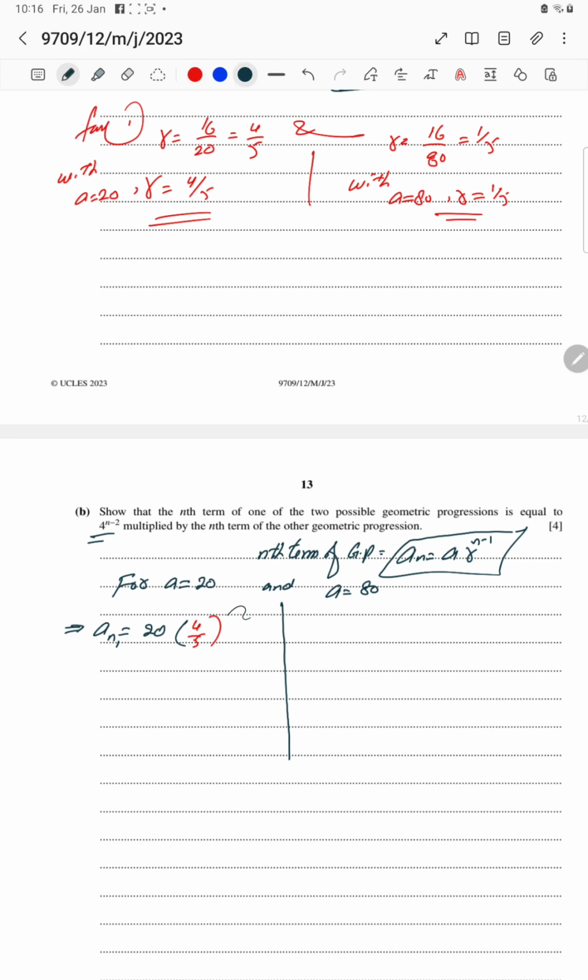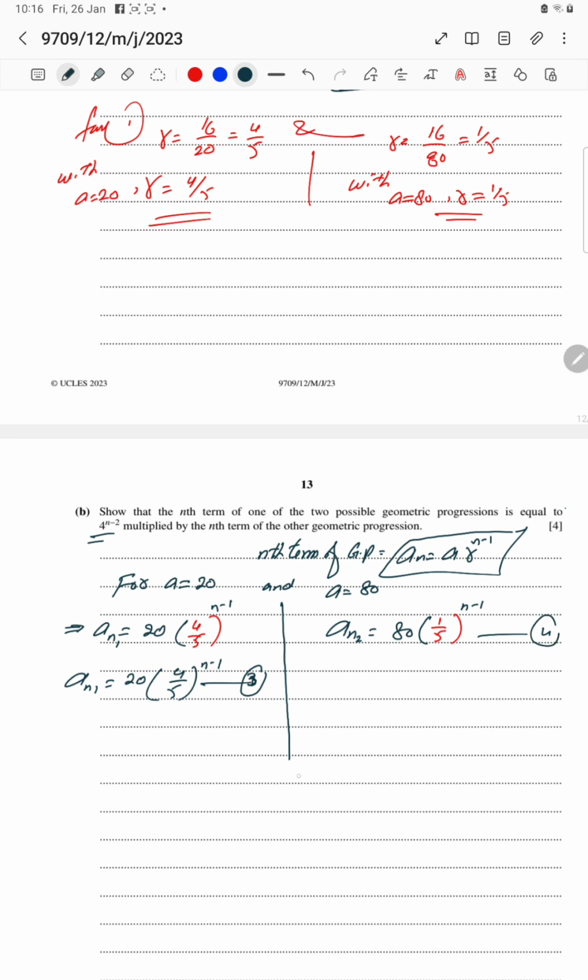So first solve one case, power n minus 1. We write a_n1, the first term of the geometric progression, as 20 into 4 by 5 power n minus 1. This is equation number 3, since 2 was before in the part. Similarly, the next GP becomes 80 with R equal to 1 by 5, power n minus 1. Suppose this is equation number 4.